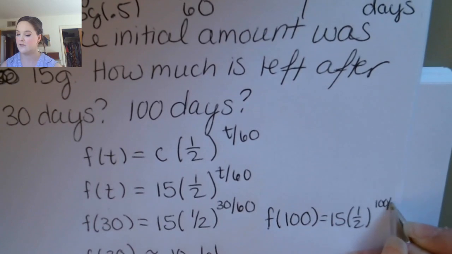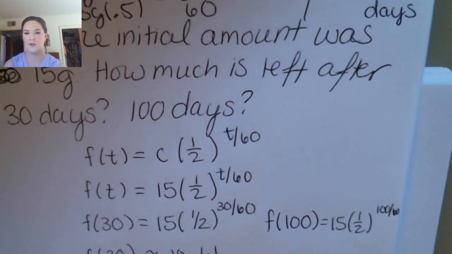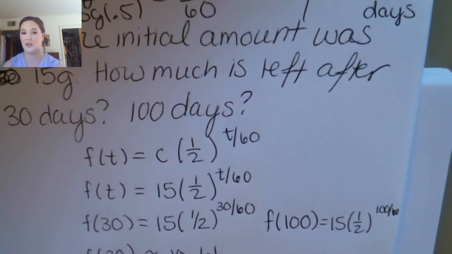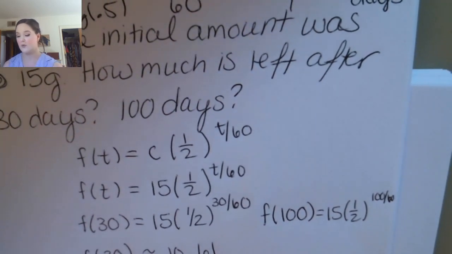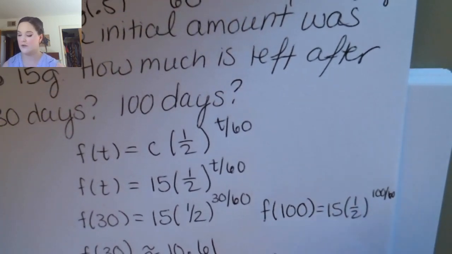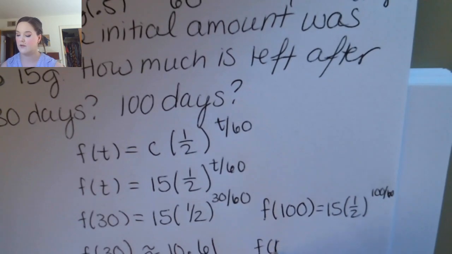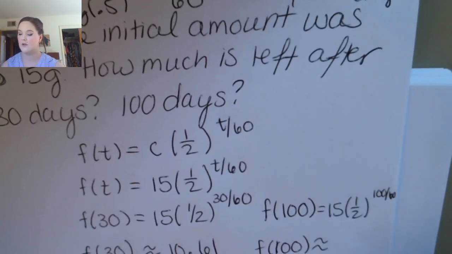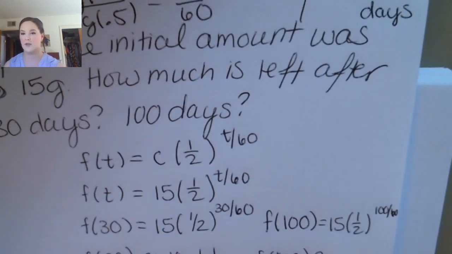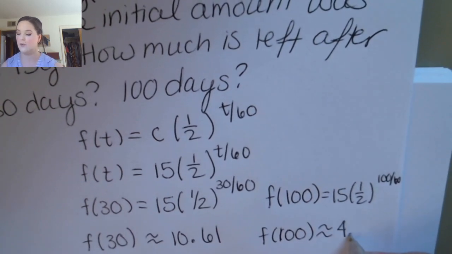Okay, and if you do the same thing for 100, so you would do 100 over 60. Again, the only thing I would do to plug this in is actually simplify the exponent, right? You would get 5 over 3. And for that answer, you would get approximately 4.72.